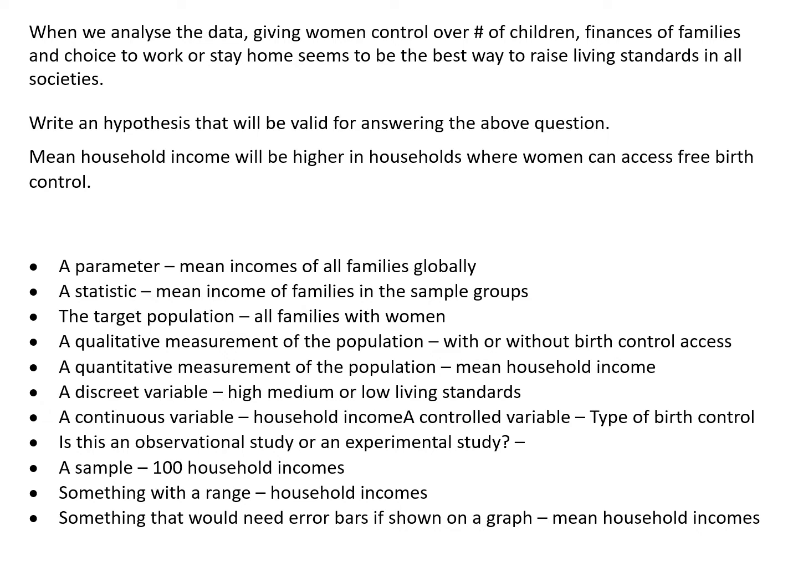So parameter: mean incomes of all families globally. If you see the statement up above, it says to raise living standards in all societies. So the parameter would be the incomes of all families globally. Globally is all societies. So think through and see what my answers were here and compare them to yours, but in the interest of time, we're not going to go through all of those. Do a little bit of a review there.